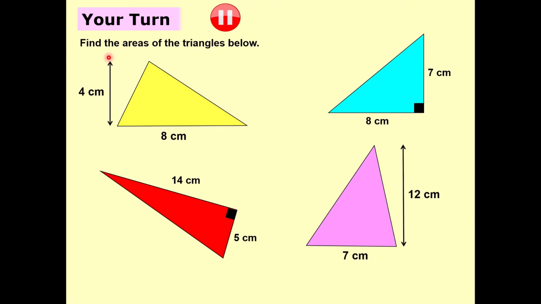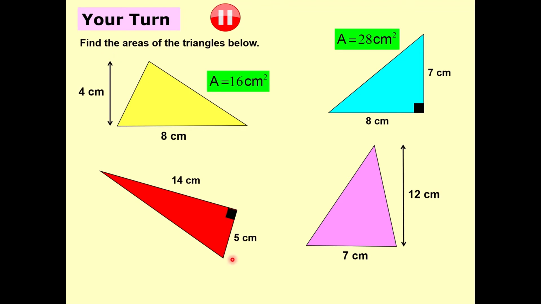Okay, so first one is half times base times height, so half times 8 times 4 to give you 16 square centimetres. Second one, half times 8 times 7 to give you 28 square centimetres.